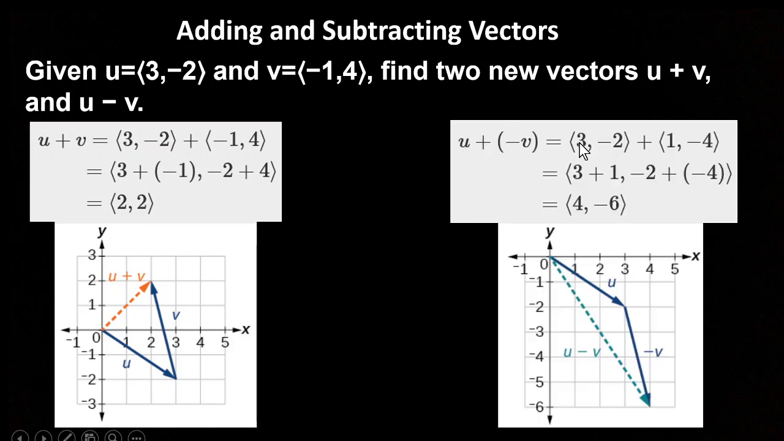We just subtract them. Instead of subtracting, you can add the opposite. So u minus v is the same as u plus -v, and -v is just the opposite of that vector. You multiply the components by negative. So that was -1, 4. When you put a negative here, you multiply it by negative and by negative. So we get that. And then when you add them, you get 4, -6, and that's the u minus v.